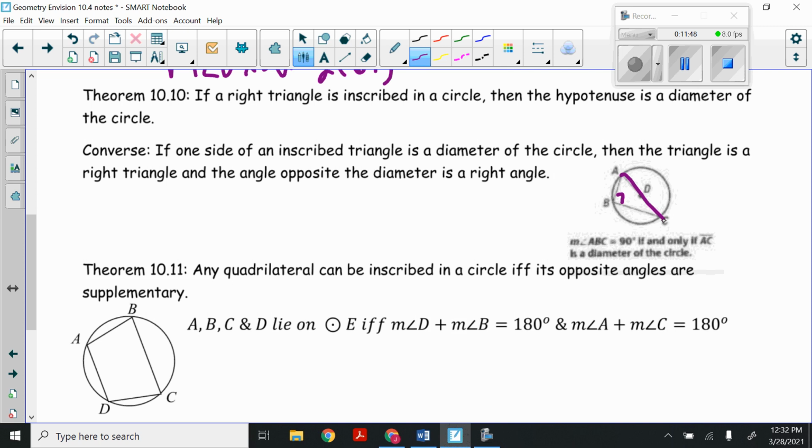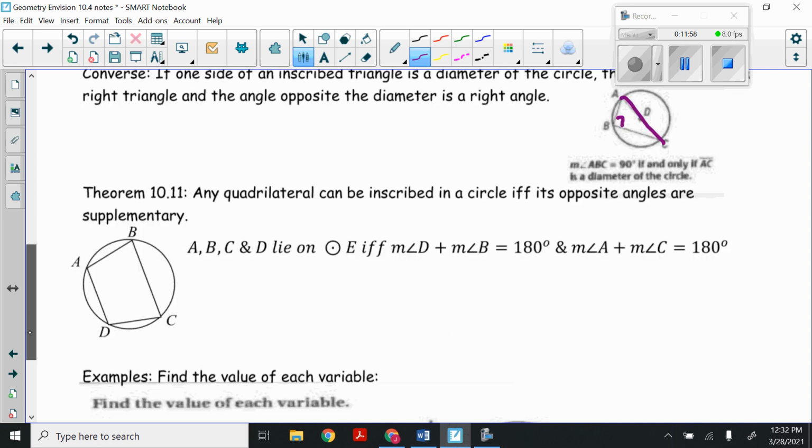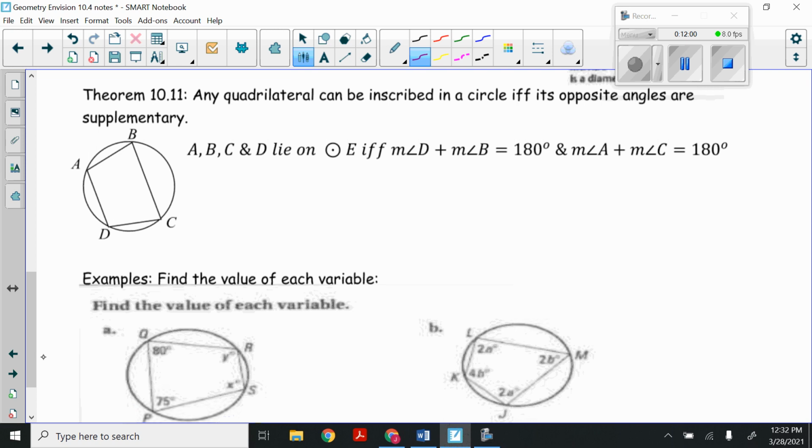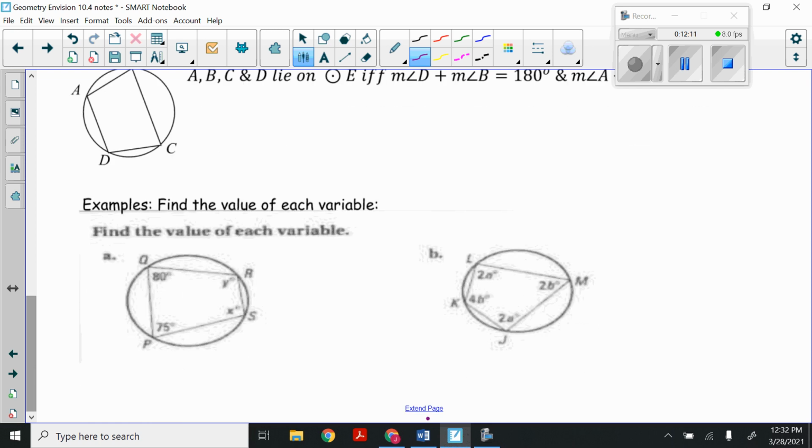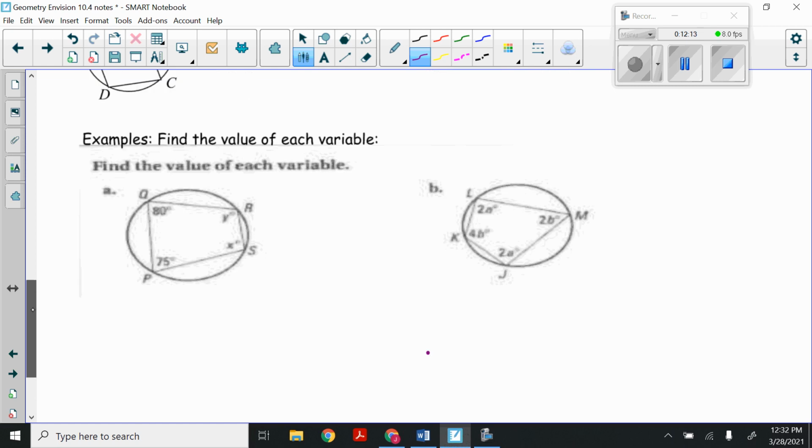The next theorem we're going to talk about, theorem 10.11, says any quadrilateral can be inscribed in a circle if and only if its opposite angles are supplementary. So in this picture, A, B, C, and D lie on circle E if and only if the measure of angle D plus the measure of angle B equals 180, and the measure of angle A plus the measure of angle C equals 180. So now let's use all of this information to work these last two examples.